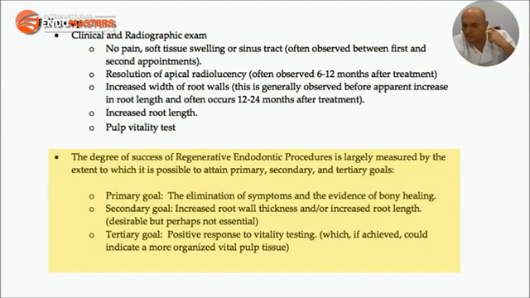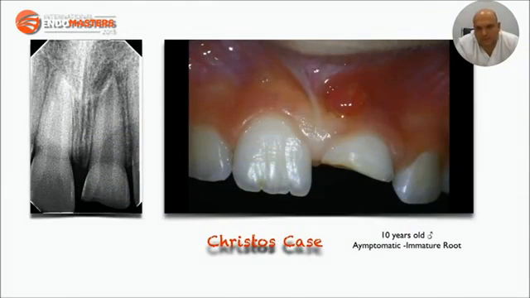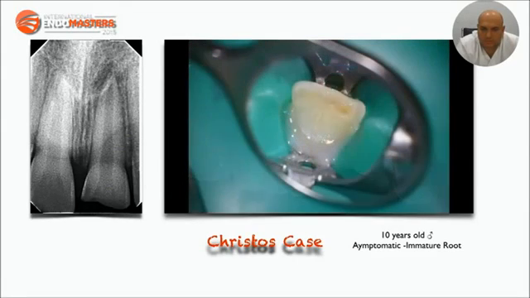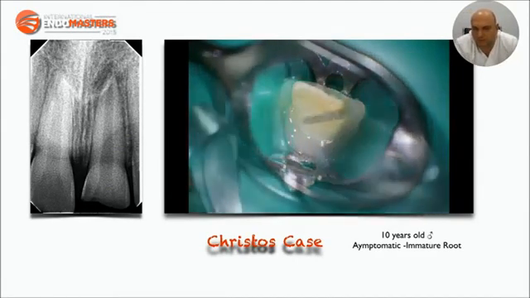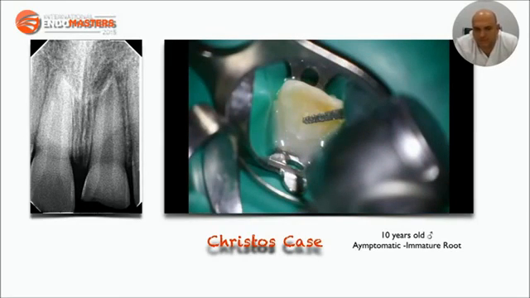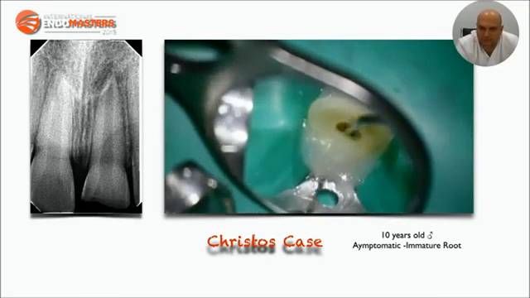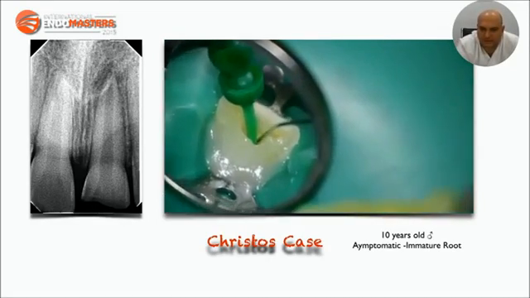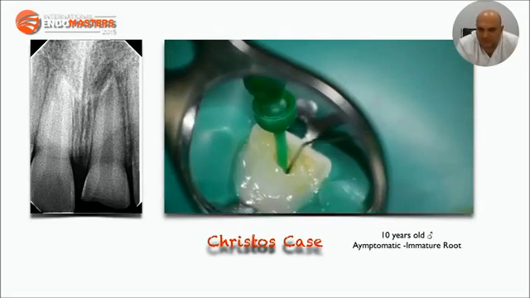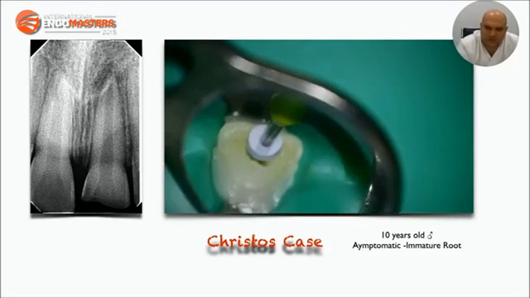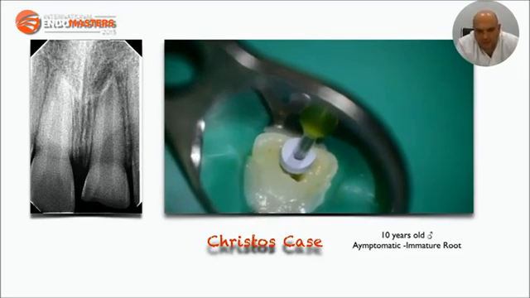However, I would like to share with you my opinion about my current clinical procedure during regenerative endodontic approach. I would like to share with you my disinfection protocol, my single-step irrigation protocol with this case, Christos case, 10 years old, asymptomatic with an immature root. Nowadays I'm using always negative pressure irrigation with sodium hypochlorite by using the sterile microsurgical tip by Coltene Whaledent.